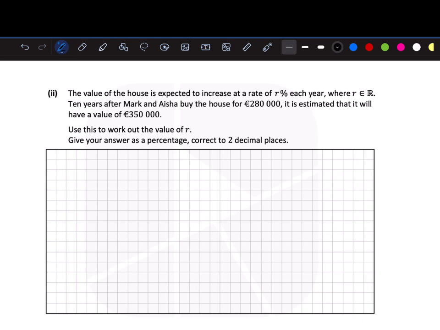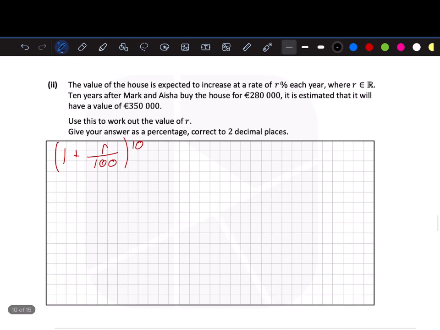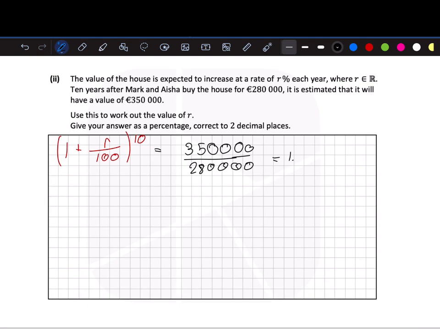To do this one, we're just going to be using this formula, which is 1 plus r, which is just the interest rate over 100. And that's all going to be to the power of 10, because 10 is how many years this is in for. And it's going to be equal to the ratio of 350,000 over 280,000. So this is equal to 1.25. So we have 1.25 is equal to (1 plus r over 100) to the power of 10.